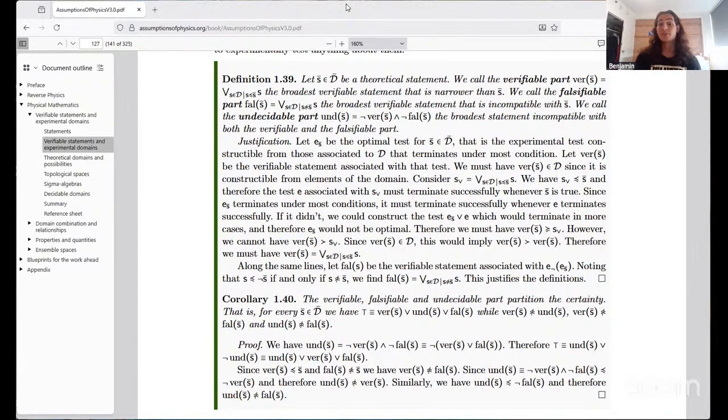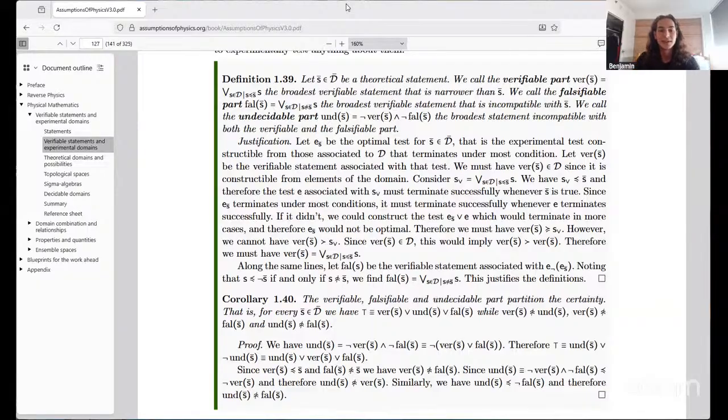We call the verifiable part verif of S bar, which is equal to the disjunction of all elements in D such that they are, I guess, narrower than S bar, the broadest verifiable statement that is narrower than S bar. We call the falsifiable part fals of S bar the broadest verifiable statement that is incompatible with S bar. We call the undecidable part und of S bar equal to the negation of the verifiable part of S bar and the negation of the falsifiable part of S bar, or the broadest statement incompatible with both the verifiable and the falsifiable part.